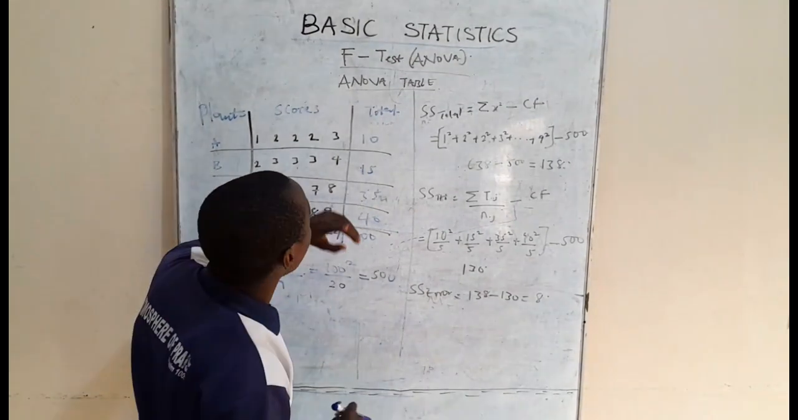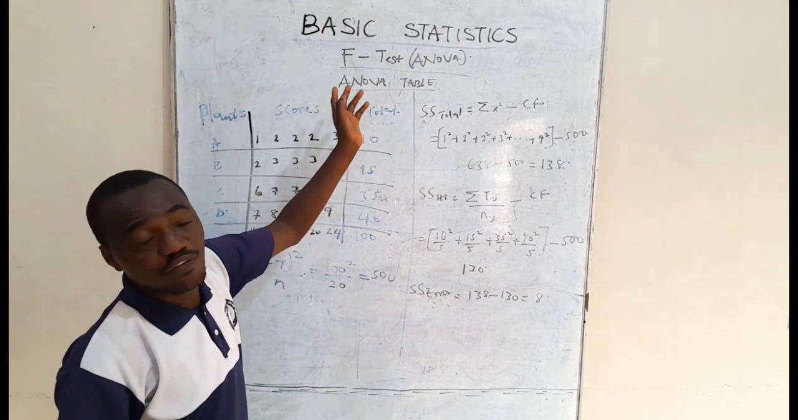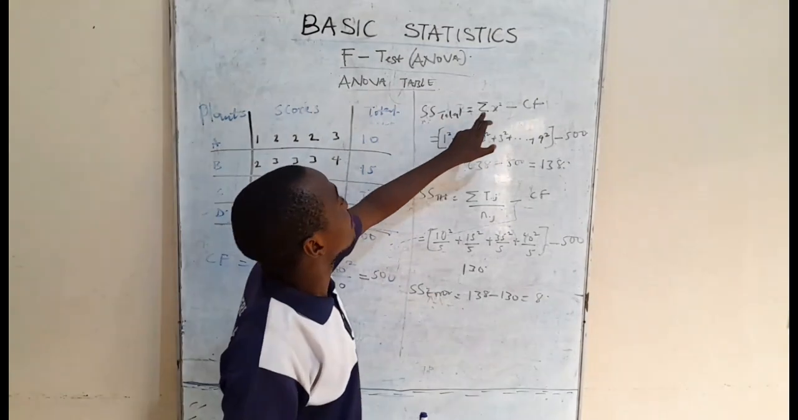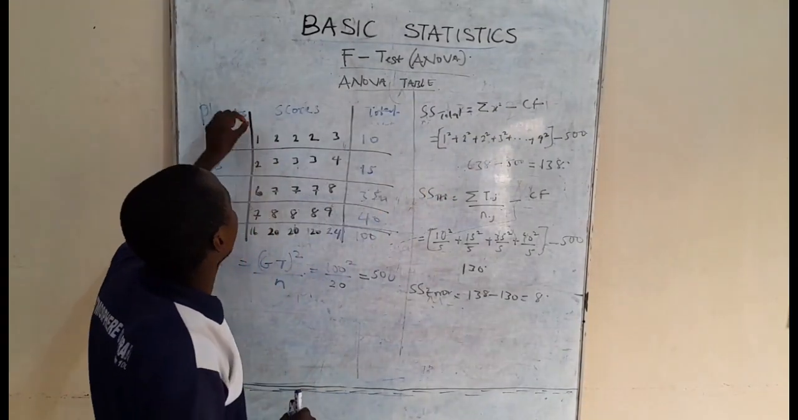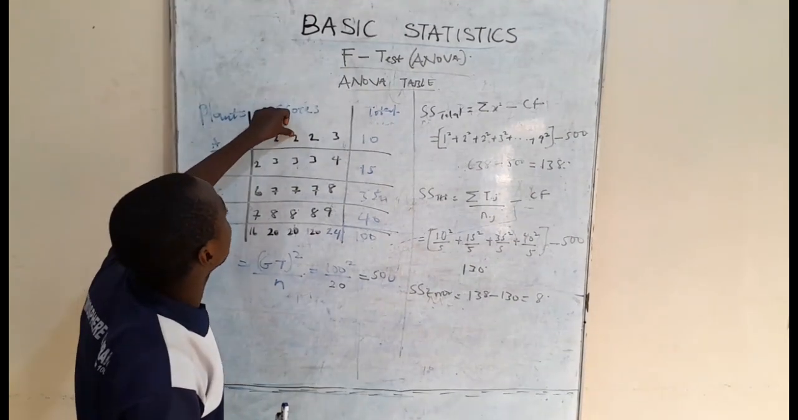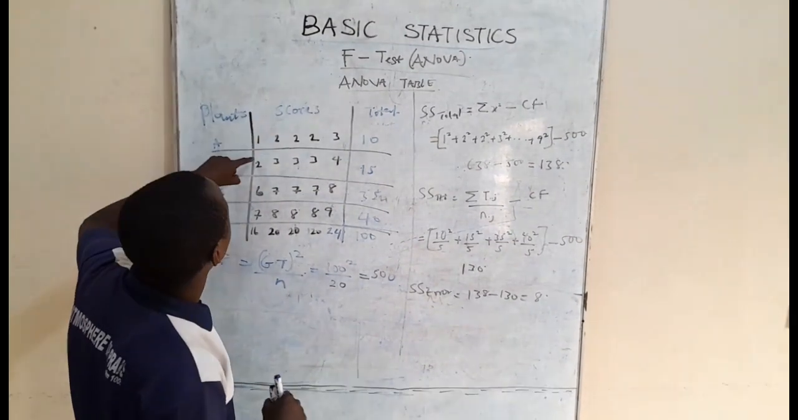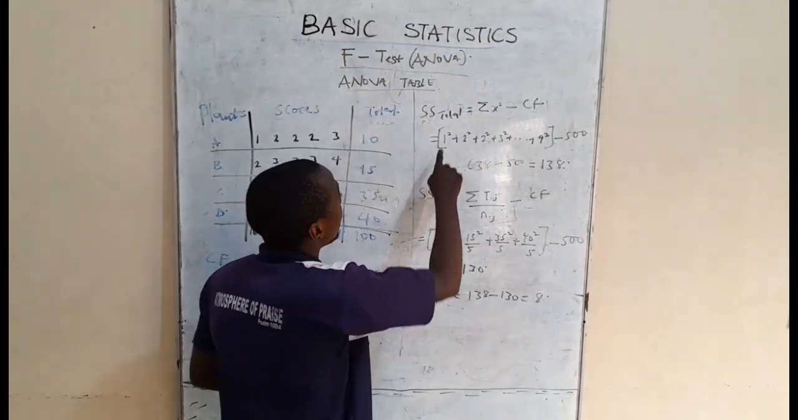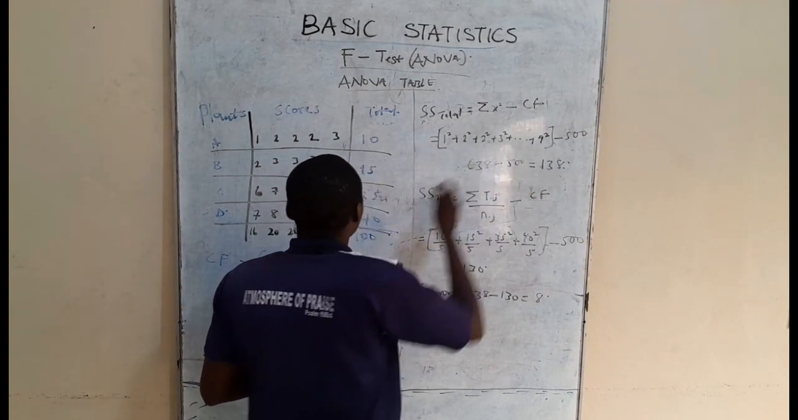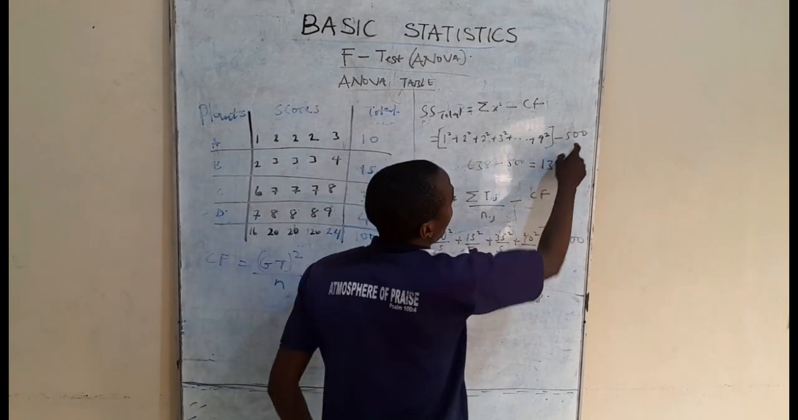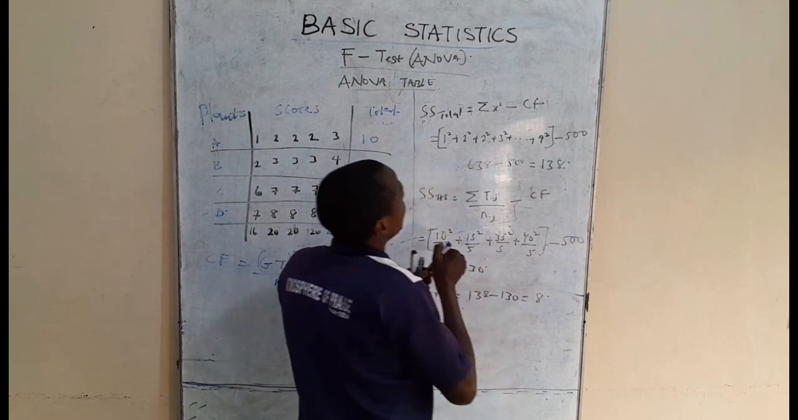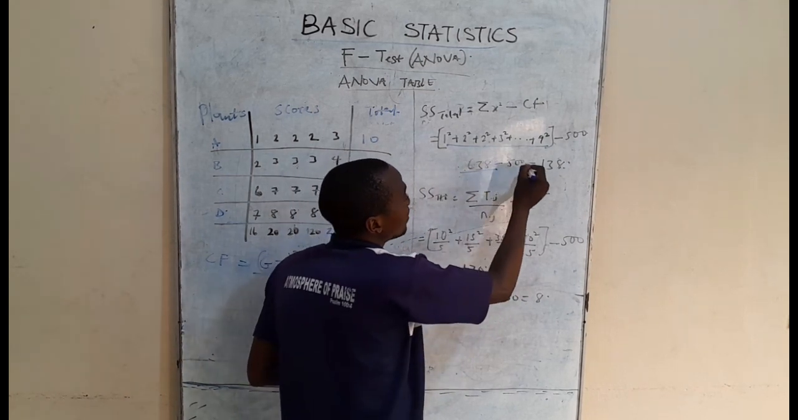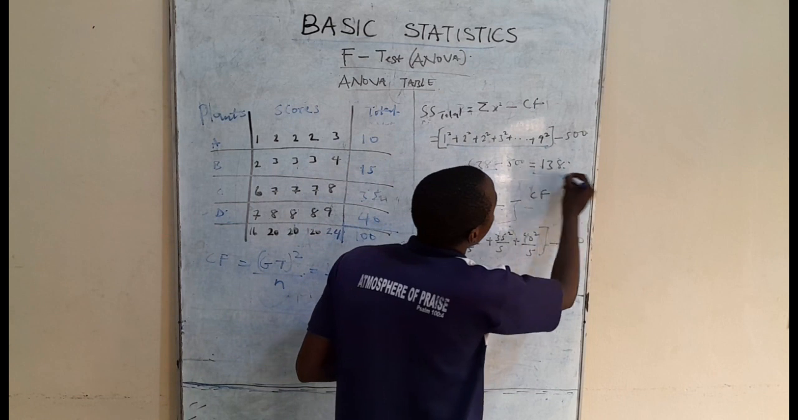Now, in our analysis of variance table, there is what we call the sum of squares total. The sum of squares total simply means the summation of all the observations squared, 1 squared plus 2 squared plus 2 squared plus 2 squared plus 3 squared plus 2 squared up to 9 squared, then minus the correction factor, which is 500. If you do just this, the square of everything here, we're going to have 638. Then minus 500, we're going to have the sum of squares total is 138.